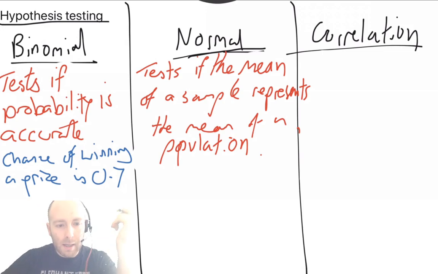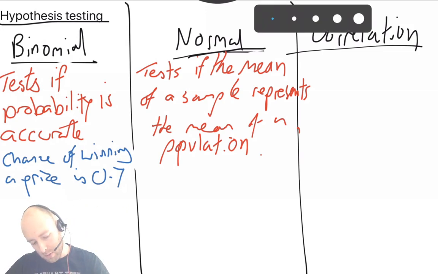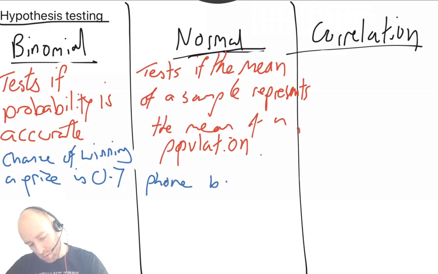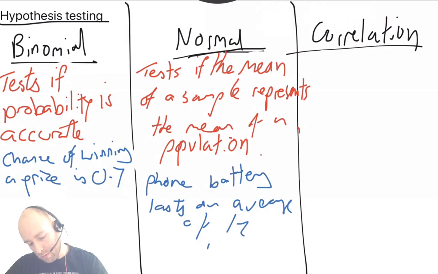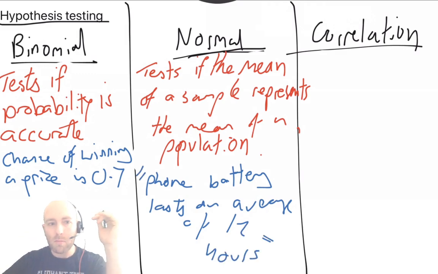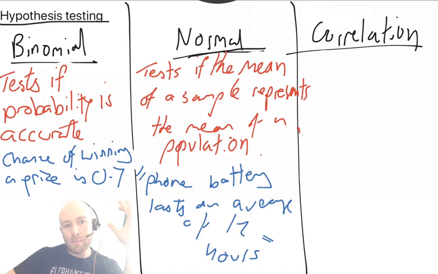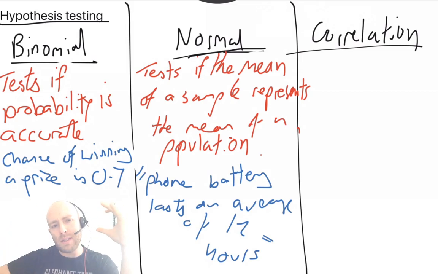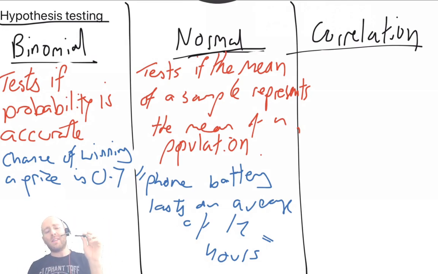So if a company made a claim such as phone battery lasts an average of 12 hours, I could get a load of phones, test the mean and see if my mean makes any sense in the overall population. See what the probability is of having the mean I've got compared to the stated mean of 12 hours. Is the mean I've got statistically unlikely if they've claimed the mean should be 12 hours? So all the way through, it's samples and populations.